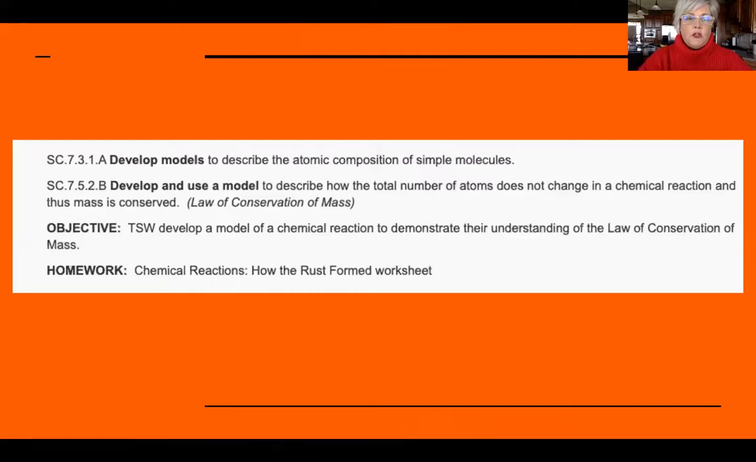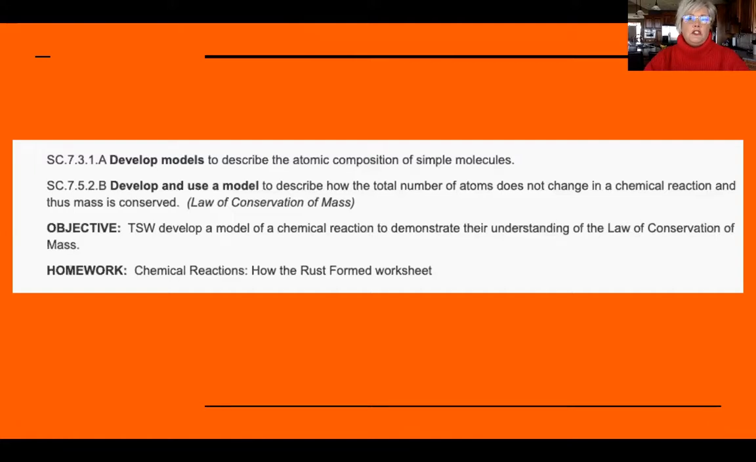We're going to focus on the standard today for just developing models. We have talked a lot about how it's important for you guys to learn how to use models, because scientists and engineers use models all the time to represent things that are either too small or too big, take too long, things that we can't see with the naked eye. It also helps us figure out our own understanding about how things work. So developing models is really important.